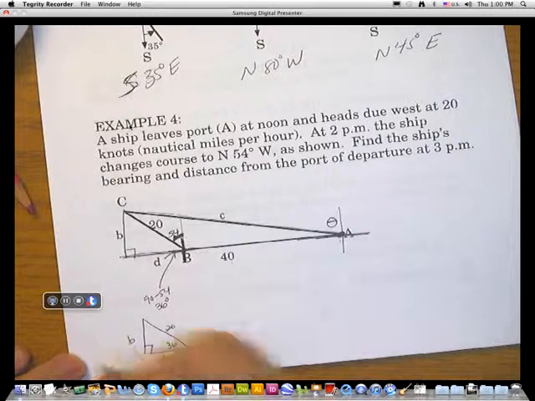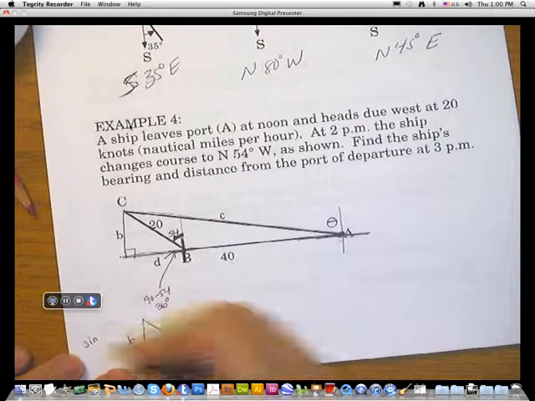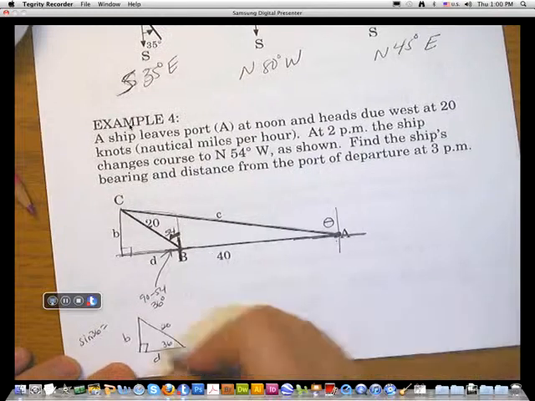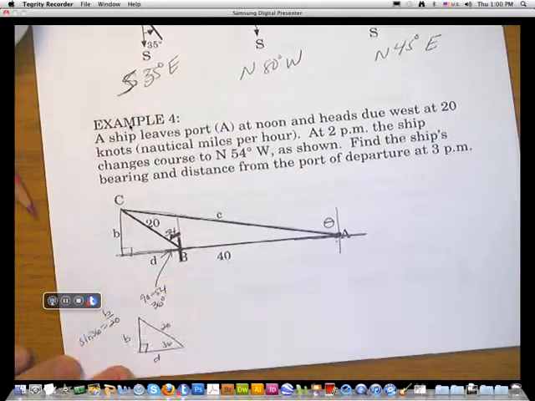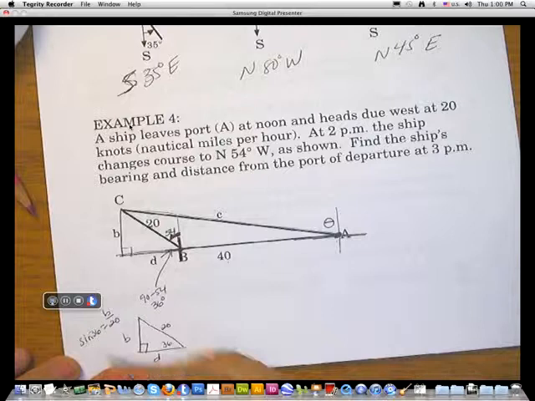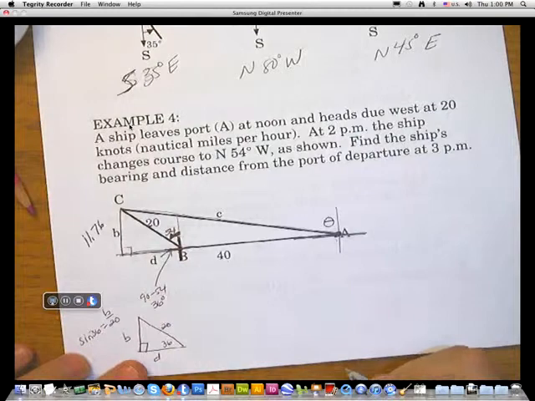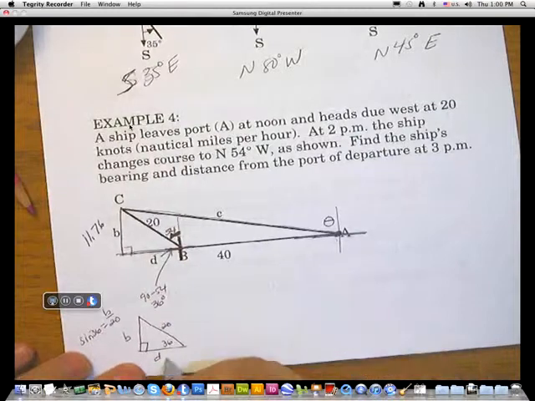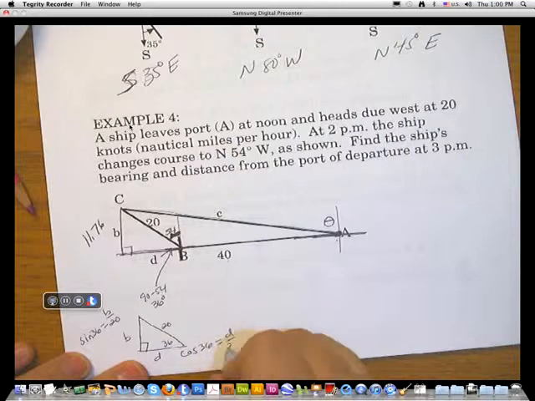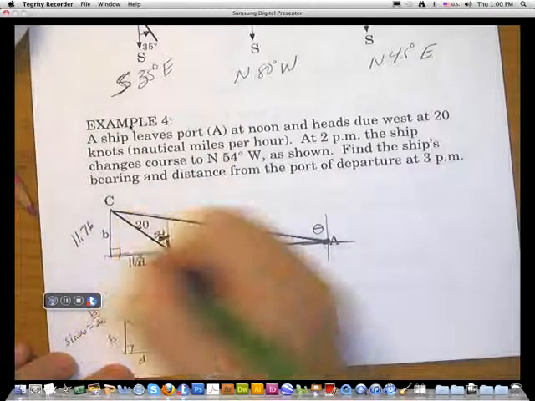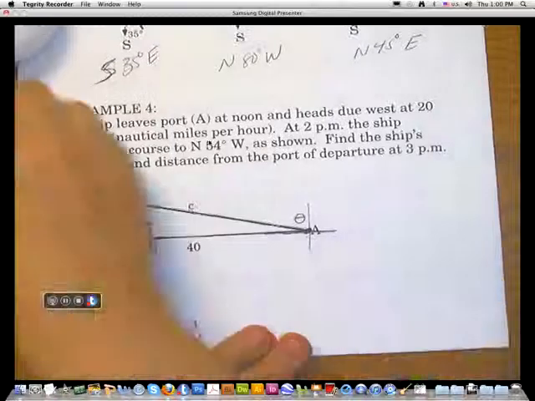So I can find B by doing sine of 36 is opposite over hypotenuse. Do that calculation and I can find B to be 11.76. I can do D to be cosine of 36 is D over 20, and do the calculations, I get 11.8.